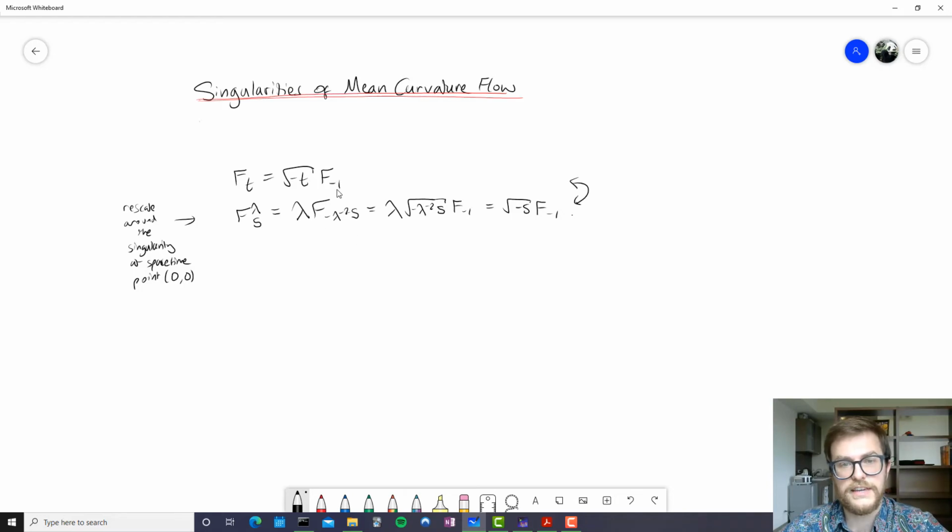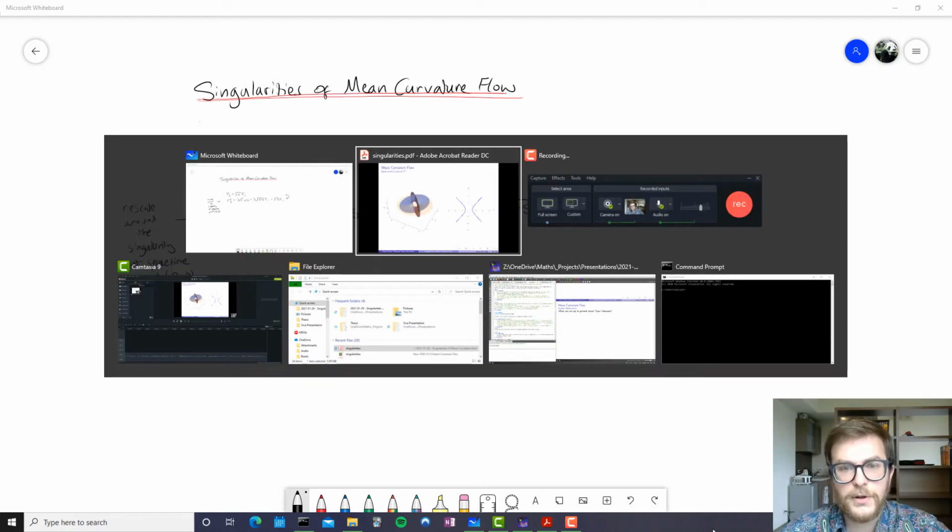But then we can use the fact that the original flow was a self-similar shrinker to write it as root of minus lambda to the minus 2 s times f at time minus 1. And then these lambdas here cancel out, and we just get root minus s times f at time minus 1. So we see that this is a self-similar shrinker with exactly the same immersion at time minus 1. So it is exactly the same flow. Another way of thinking about this is to say that self-similar shrinkers are their own type 1 blow-ups. So they are their own singularity models. And in fact, much more is true.